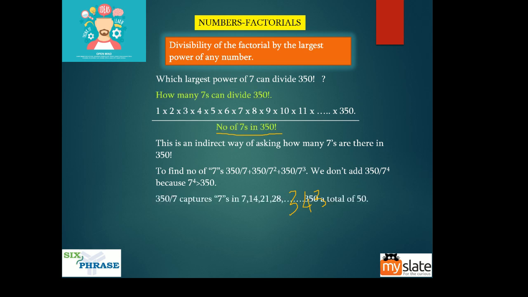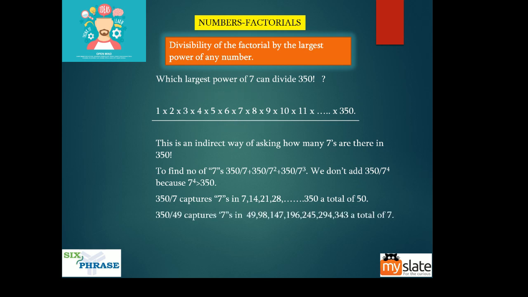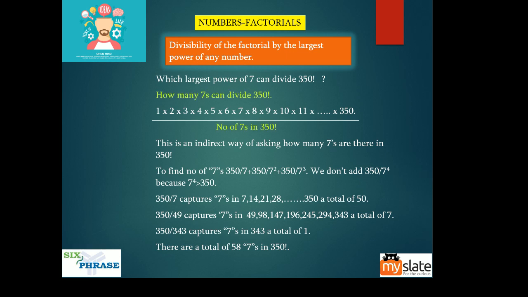Now, it's the usual thing. 350 by 7 captures the 7's in 7, 14, 21, 28, a total of 50. Now 350 by 49 captures the 7's in 49, 98, 147 and so on and so forth, a total of 7. And 350 by 7 cube captures the 7's in 343, a total of 1. So totally there are 58 7's in 350 factorial, which means 58 is the largest power of 7 that can divide 350 factorial.